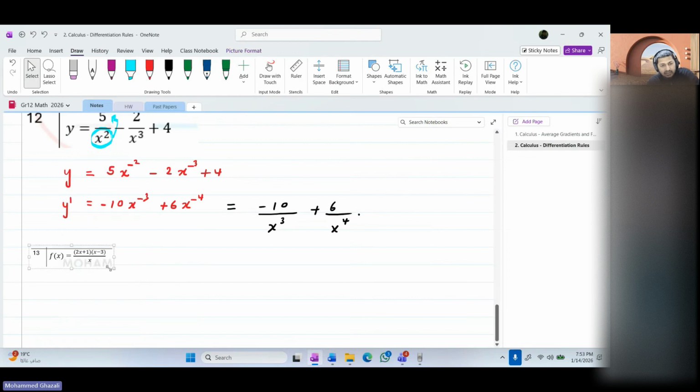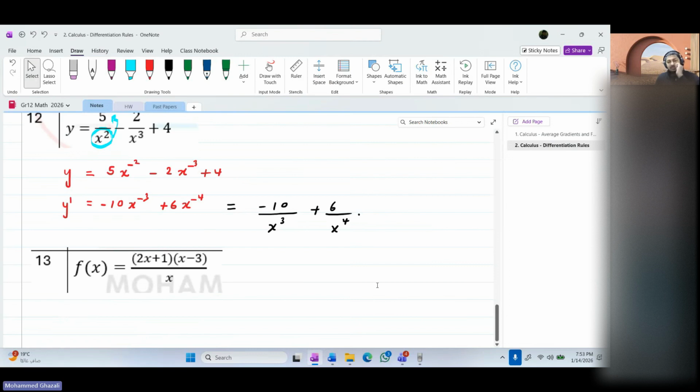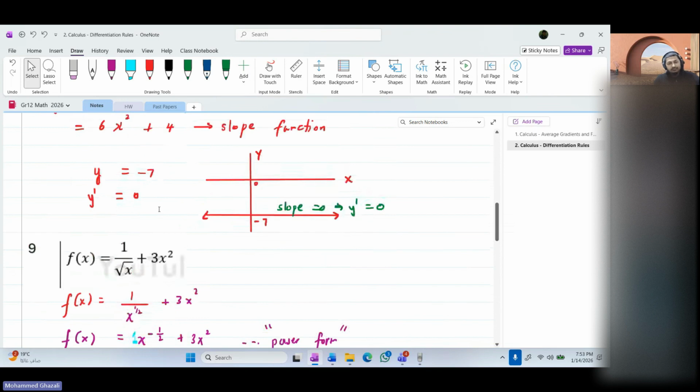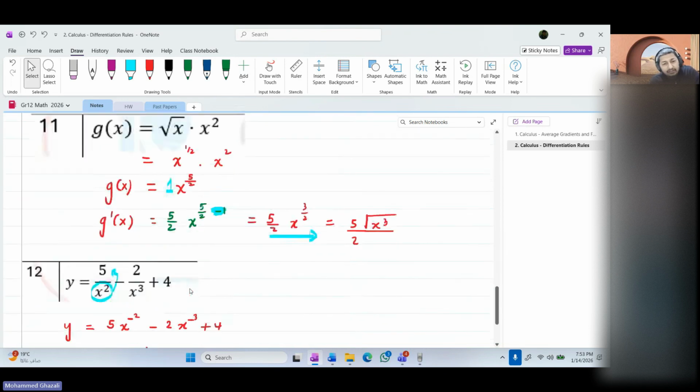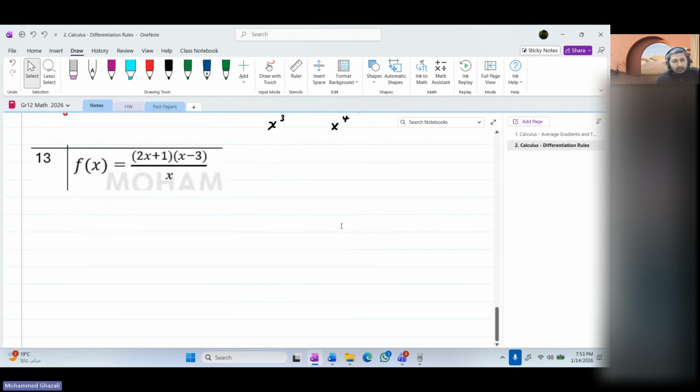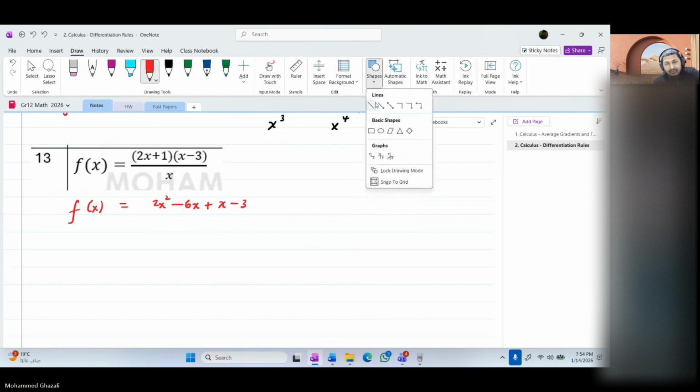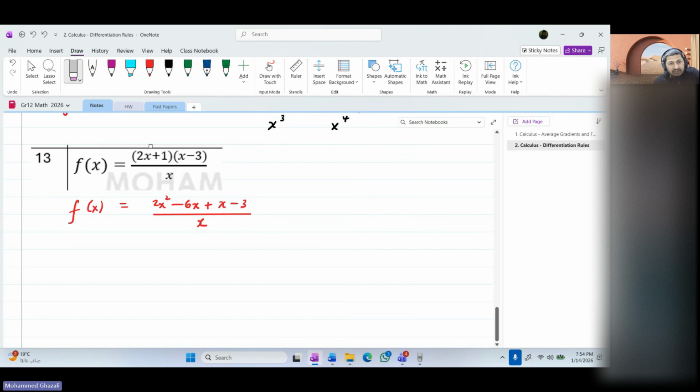Now the question is, how am I supposed to solve this? Okay, this is similar to the problem that we had above by splitting. We have to split up. But the problem with splitting up is that it has to be opened up on the numerator. So we got to open this fraction up on the numerator first. So let's expand this. 2x times x is 2x squared. 2x times minus 3 is minus 6x. 1 times x is plus 1x. And 1 times negative 3 is negative 3. Right? Divided by x.